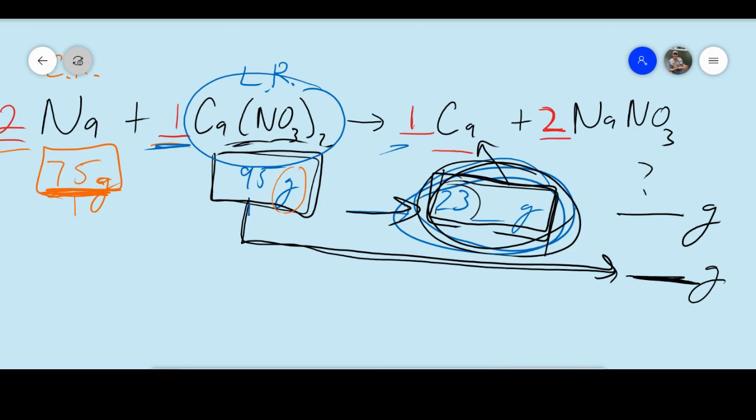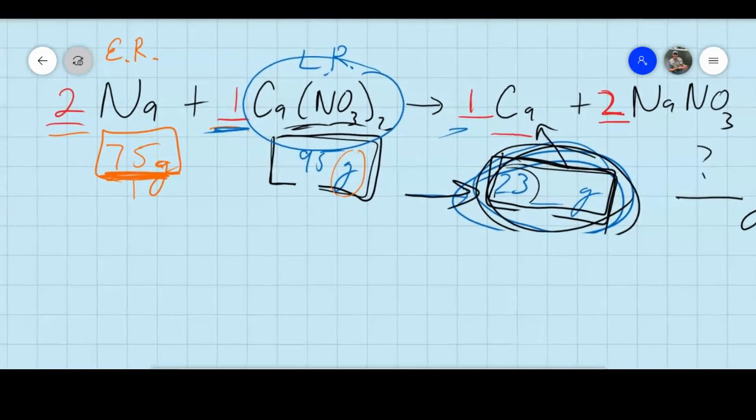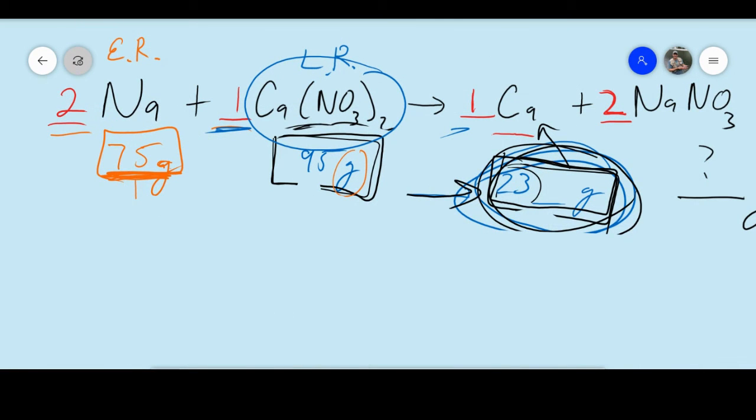All right, I just wanted to side note, I kind of got ahead of myself there. I thought about that as I was looking at this problem, because oftentimes you're going to see how much of each product is made, not just calcium, but what about both products? How much are we going to make of both of those? So you have to do stoichiometry from the limiting reactant to both of those to figure out how much of each one is made.